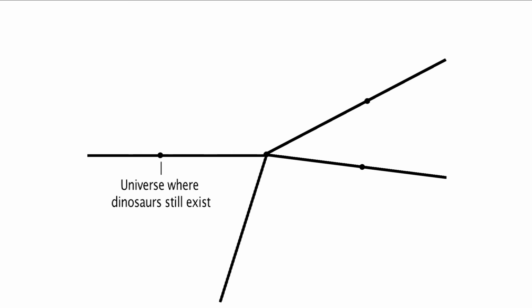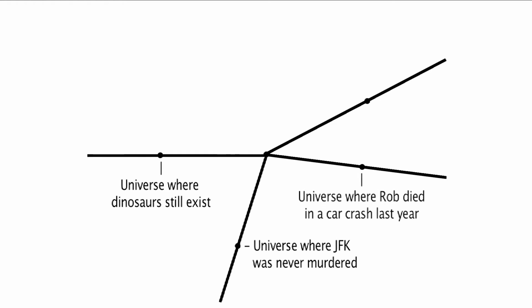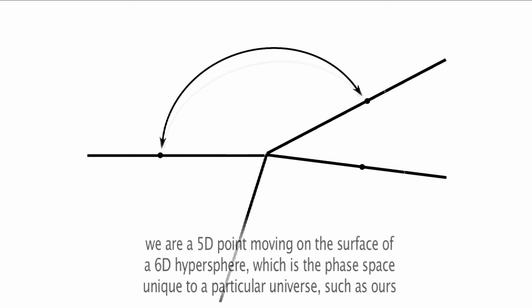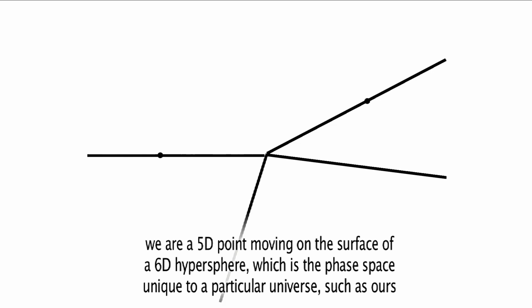So the universe where dinosaurs never became extinct, or JFK was never murdered, or where I died in a car crash last year, would exist within the universal wave function as described by the Schrödinger equation. But they are now inaccessible from the universe we are currently observing. Those other universes, in a manner of speaking, are beyond the horizon of our 5D probability space, which leads me to conclude that we are a 5D point moving on the surface of a 6D hypersphere.